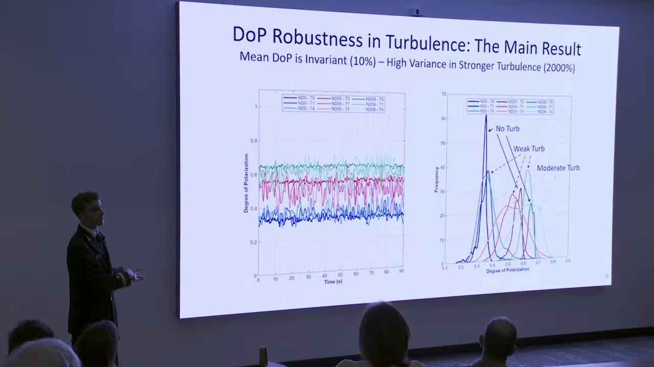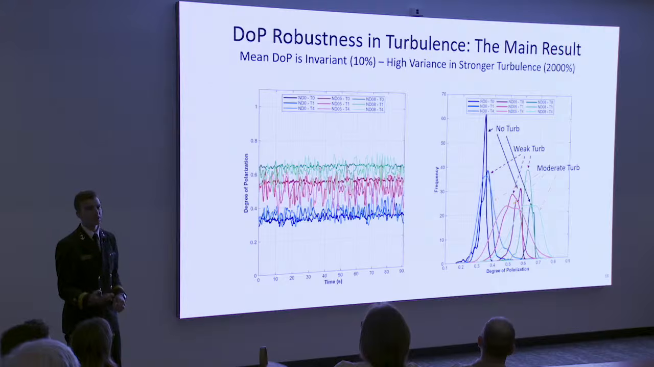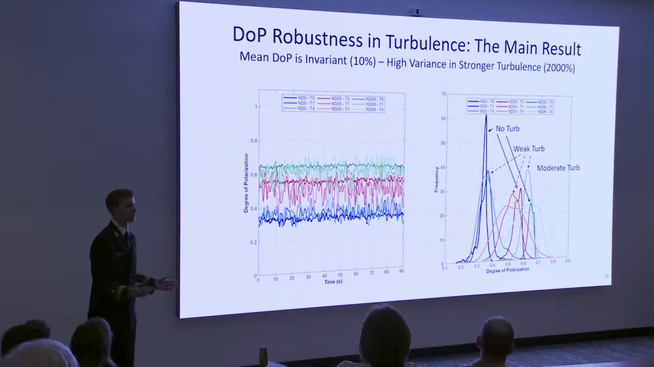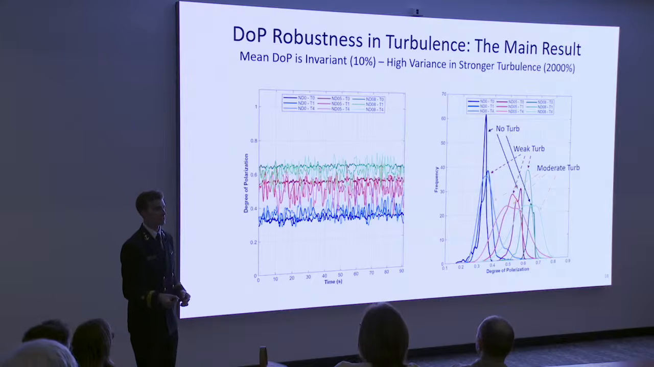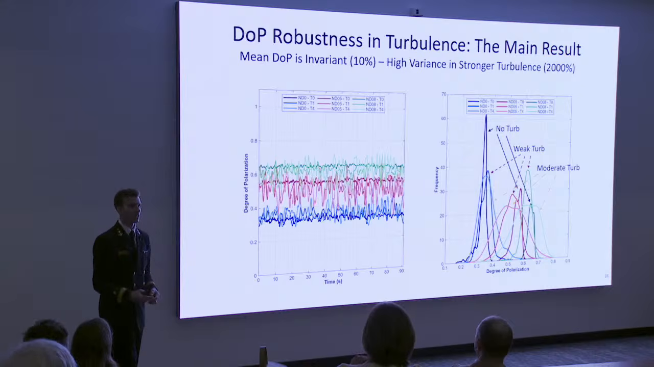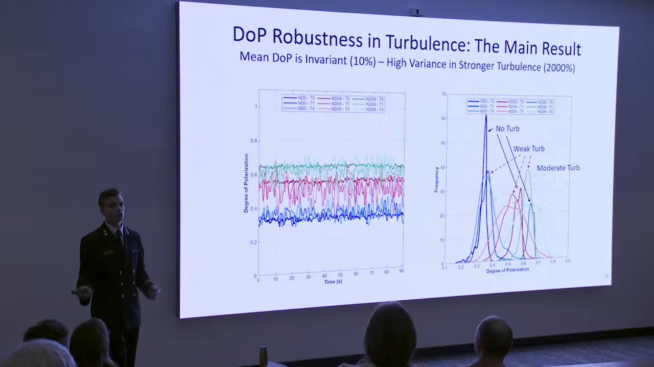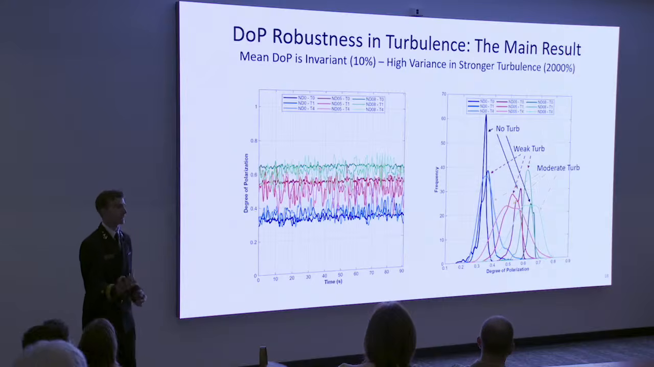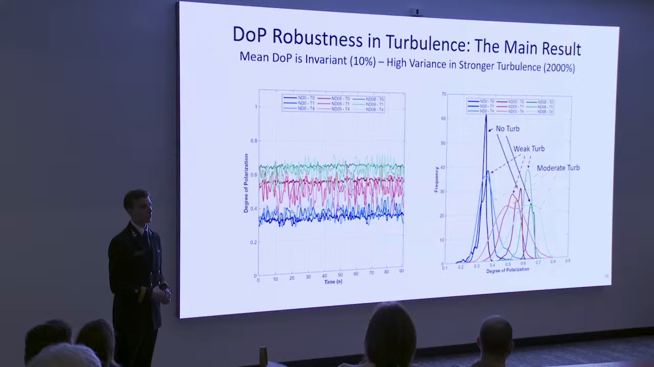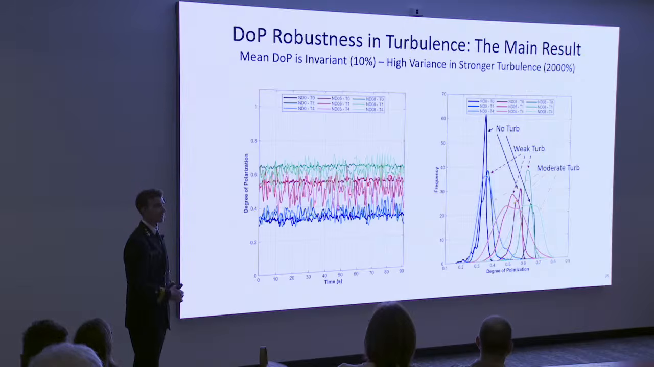Between our no turbulence states and our moderate turbulence states, we saw the variance increase by 2,000%, which is quite substantial. But what's interesting is that the mean degree of polarization, so the average value across time, only changed 10% between the no turbulence and strong turbulence. So the conclusion that we can make from this is that yes, our optical turbulence does introduce noise into the system and does cause our degree of polarization to become varied.